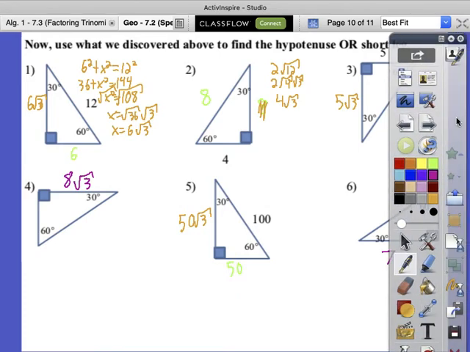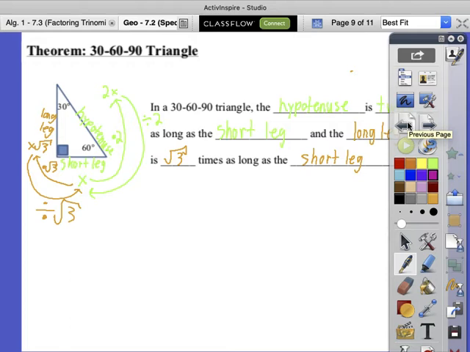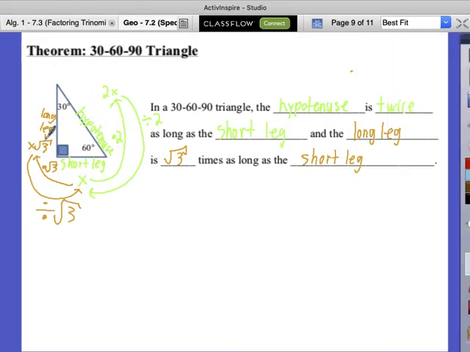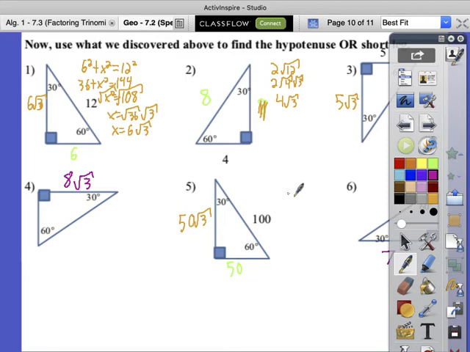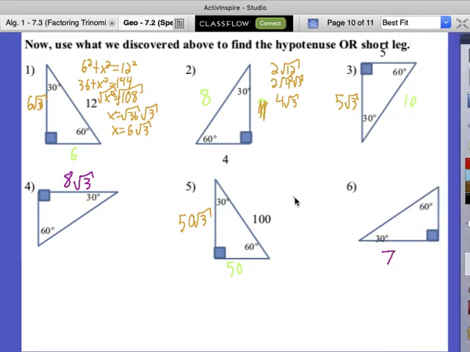Now keep in mind, can you go from long leg straight to hypotenuse, or hypotenuse straight to long leg? No, where do we have to go through? Short leg. So keep that in mind, and I want you to find the other 2 side lengths on 4 and 6 without using the Pythagorean theorem at all.